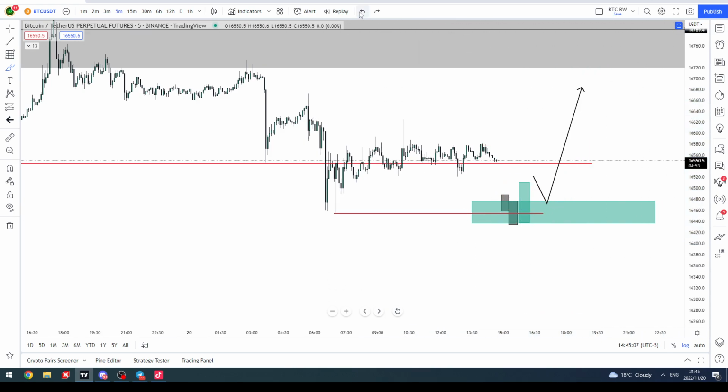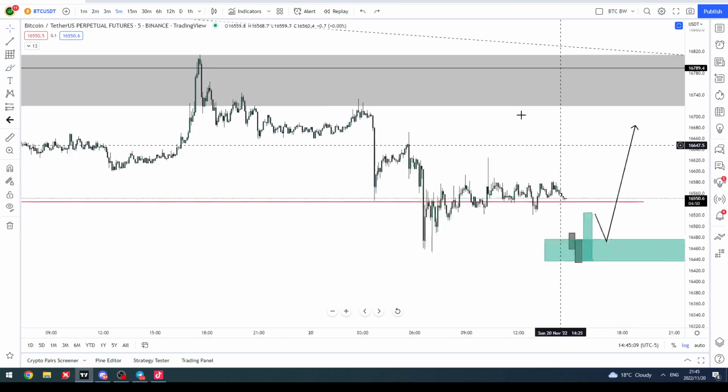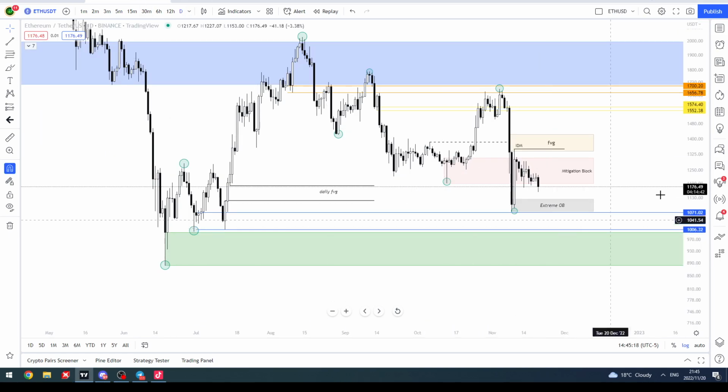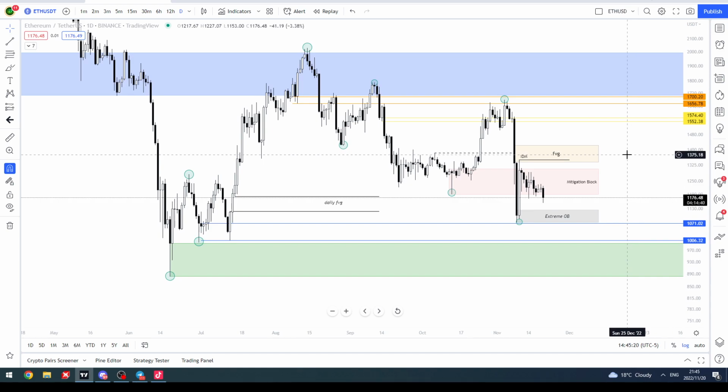Right, so that's the BTC plan. That's what we'll wait for. I'll keep this on. We'll track it a bit later and see what happens there. ETH. Let's get an ETH. Same story.